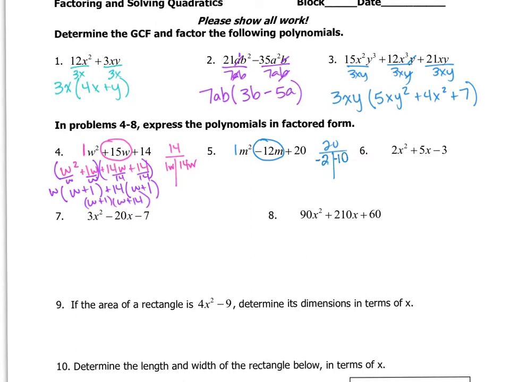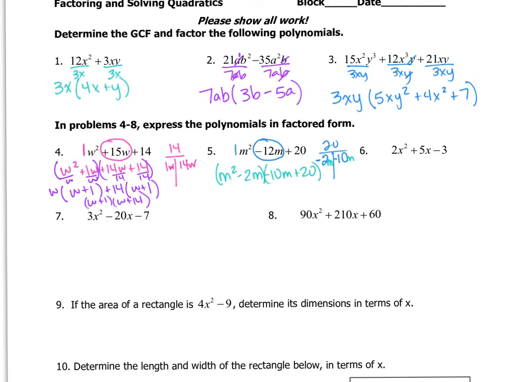And then it's m's, so I'm going to go ahead and put my m's so that when I replace that negative 12, I don't accidentally forget them. So I'm going to rewrite m squared minus 2m minus 10m plus 20. And now we can group first 2, last 2.